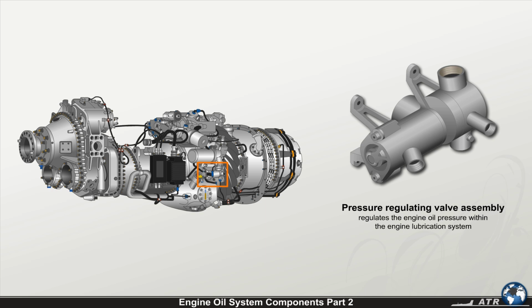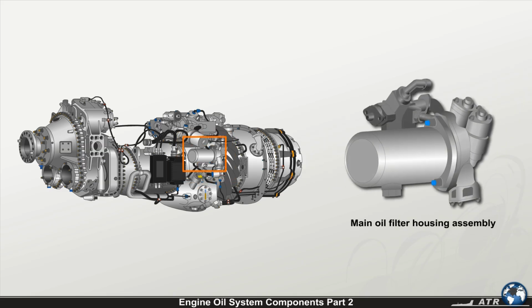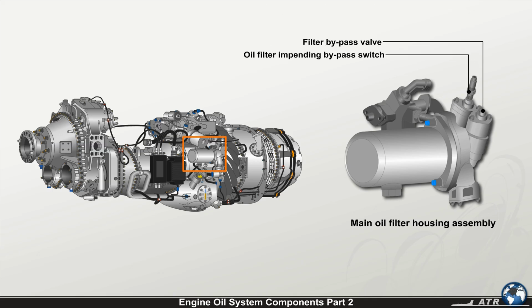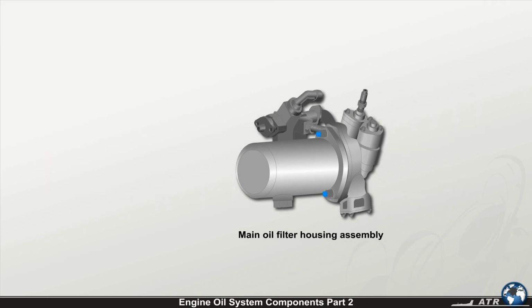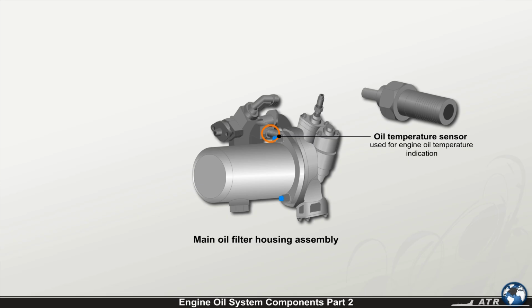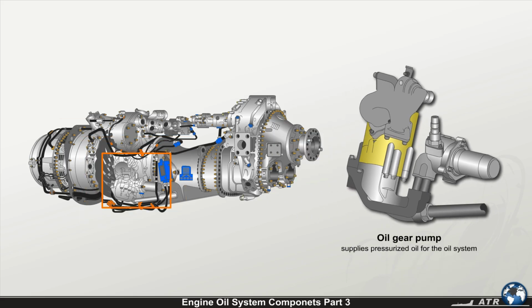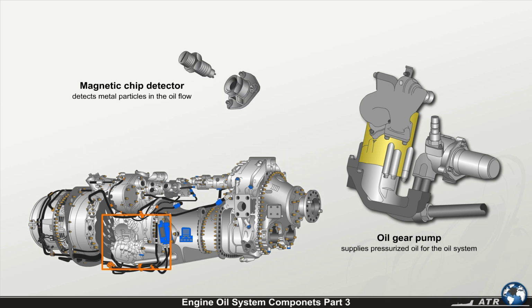The pressure-regulating valve assembly regulates the engine oil pressure within the engine lubrication system. The main oil filter housing assembly houses the filter bypass valve and the oil filter impending bypass switch. This check valve also provides a mounting point for the oil temperature sensor, which is used for engine oil temperature indication. The oil gear pump supplies pressurized oil for the oil system. A magnetic chip detector mounted in the oil tank detects metal particles in the oil flow.